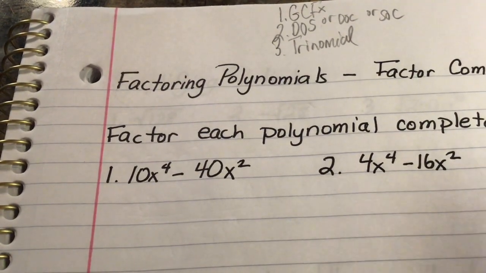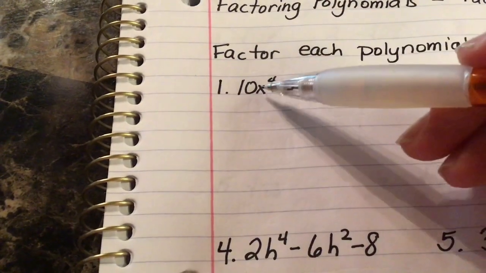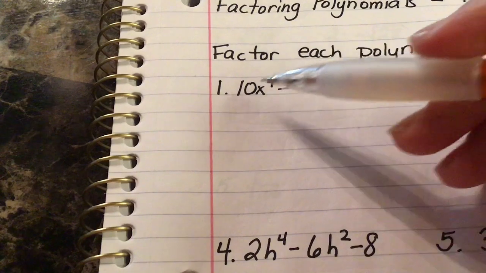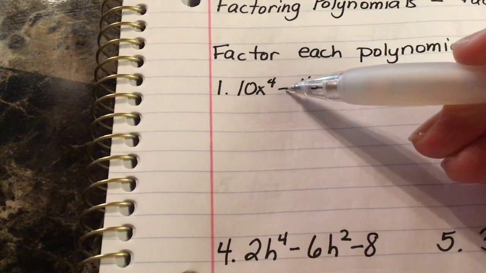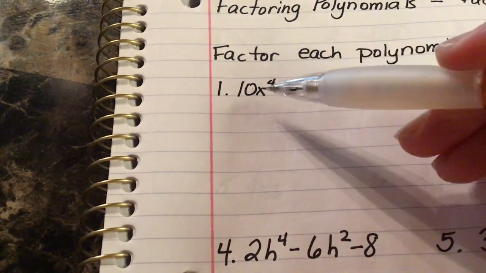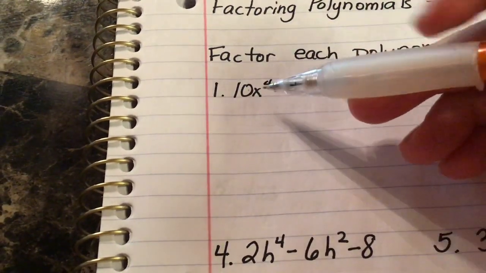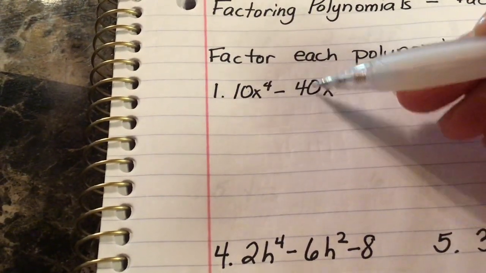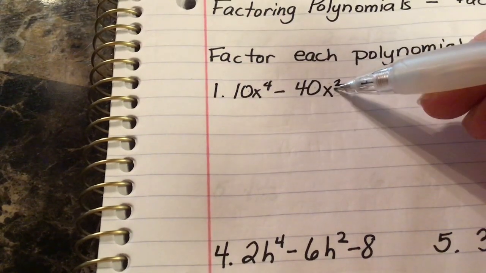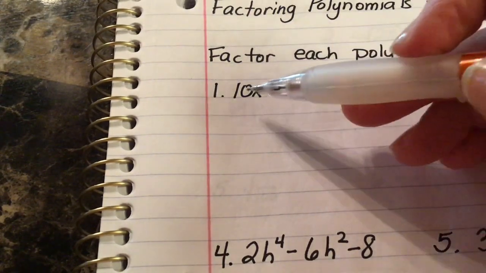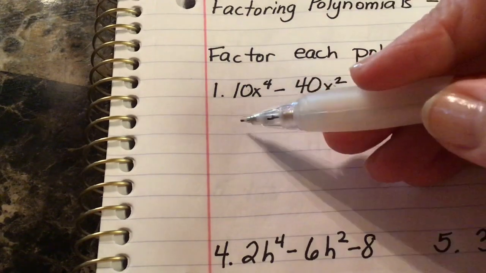The first thing I'm going to check for is a greatest common factor. Do these two terms, this is a binomial because I have a subtraction sign between two terms that have multiplication with them, have a common factor? A numerical common factor, yes, and a variable common factor, yes. So my common factor here is 10x squared.